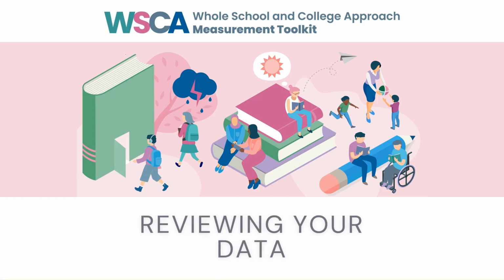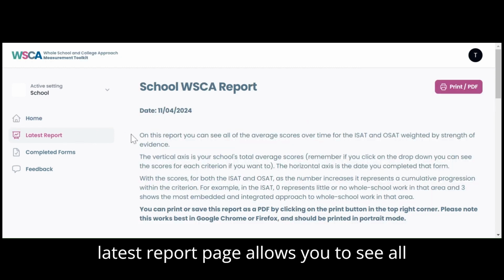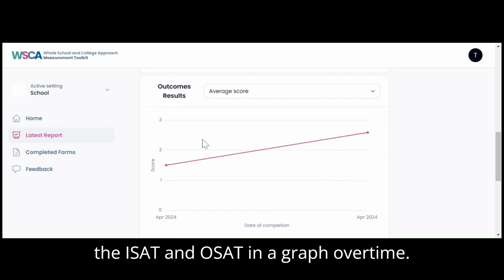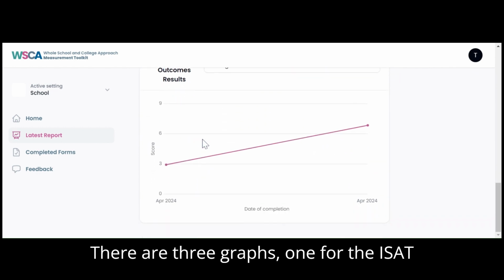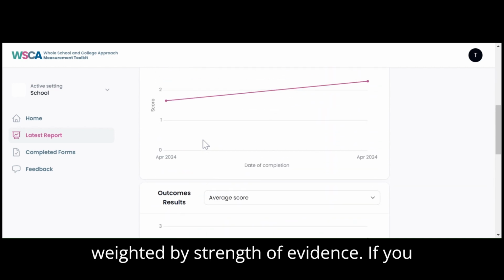Reviewing your data. On the left-hand side of the homepage, you can navigate between pages. The latest report page allows you to see all of your previous average scores for both the ISAT and OSAT in a graph over time. There are 3 graphs, one for the ISAT scores, OSAT scores, and OSAT scores weighted by strength of evidence.